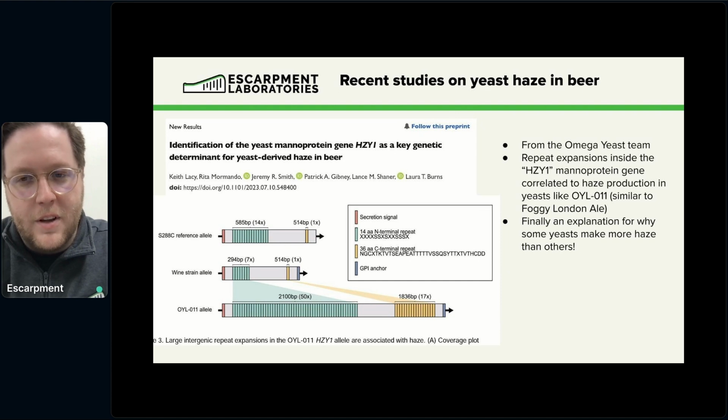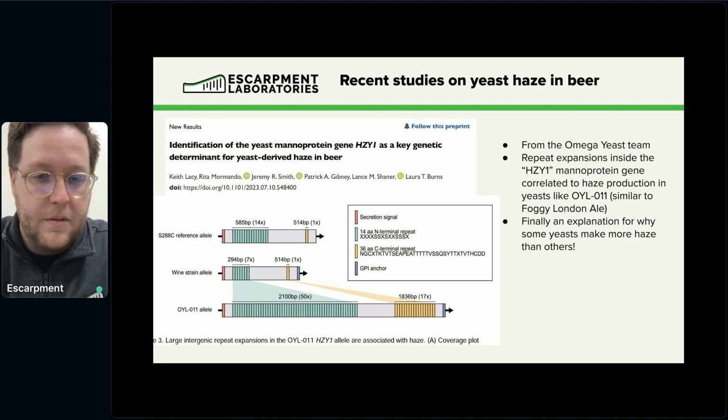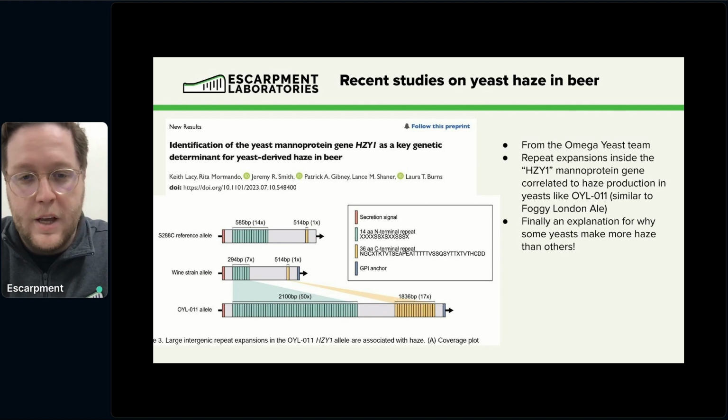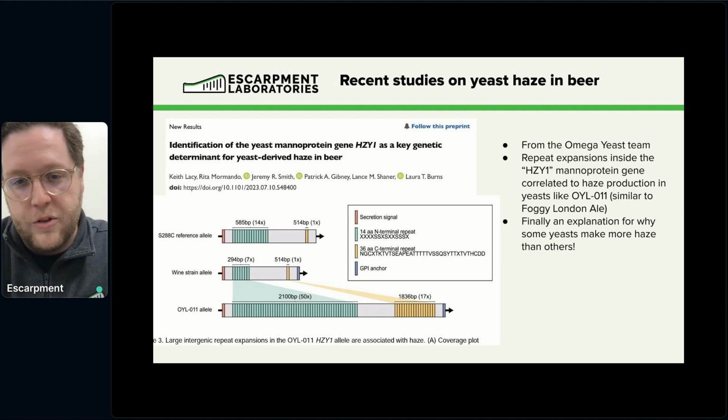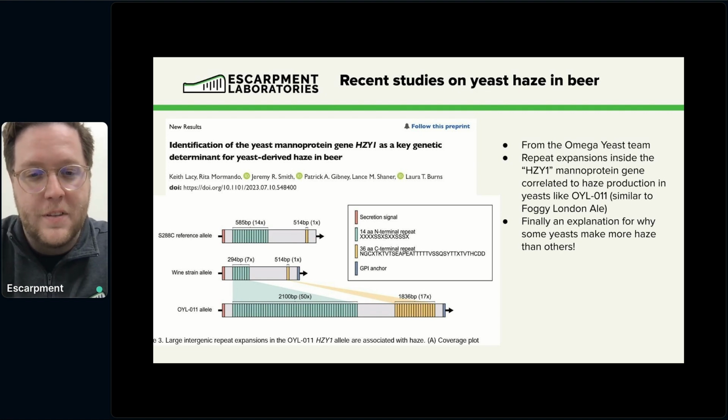So what they found was that there's a gene, a mannoprotein, one of those proteins that's sitting right on the edge of the yeast cell wall, that they call HAZY1. In this gene, some yeasts that are haze positive, some yeasts that form more haze in a beer than others even when the yeast is removed, have an expansion in this gene. The example that they use is the 011 strain, which for reference is similar to our Foggy London strain at Escarpment Labs, which is known to be the most haze-positive yeast. And it also just so happens to have one of the biggest expansions in this gene.